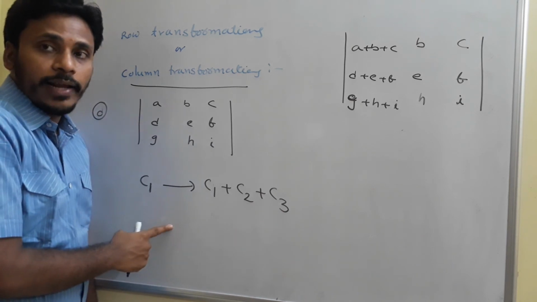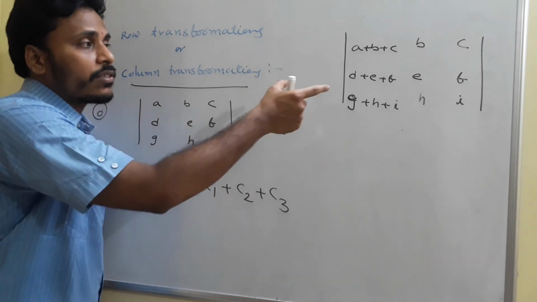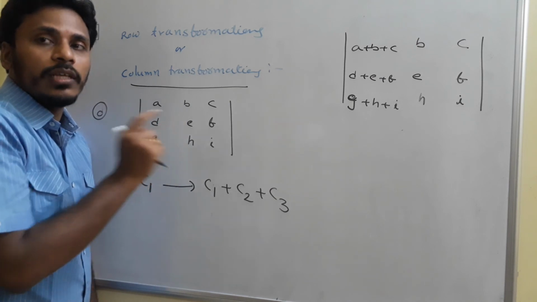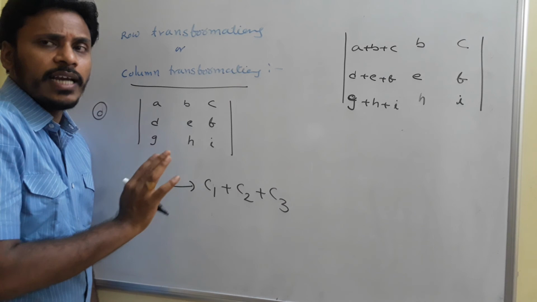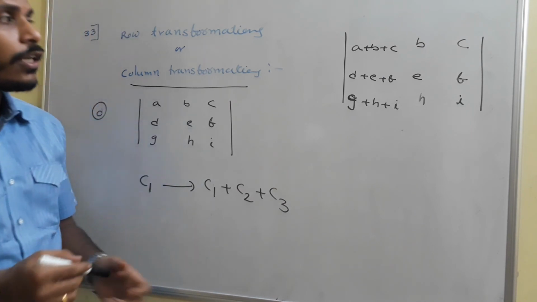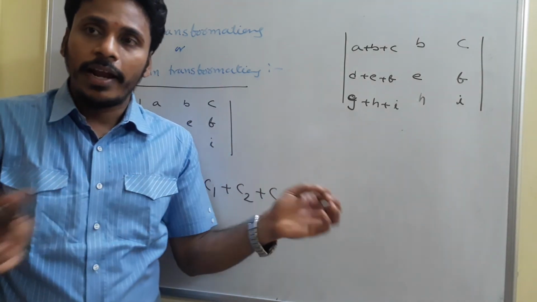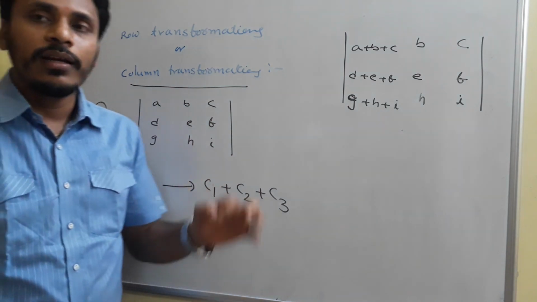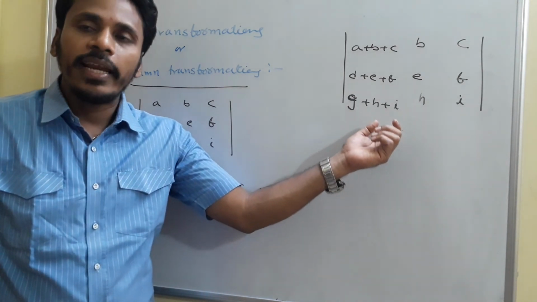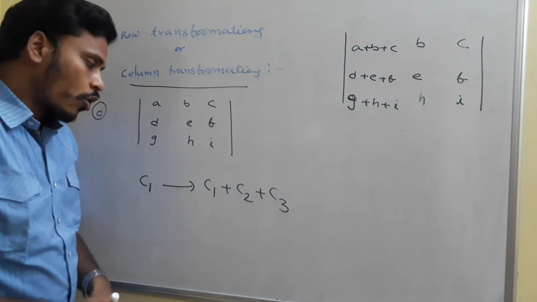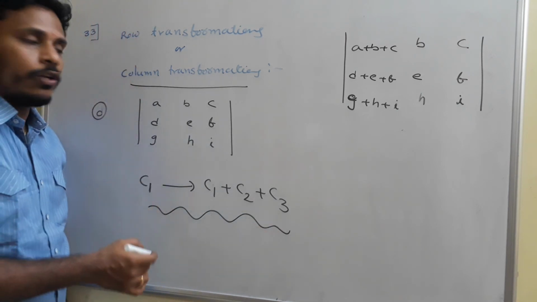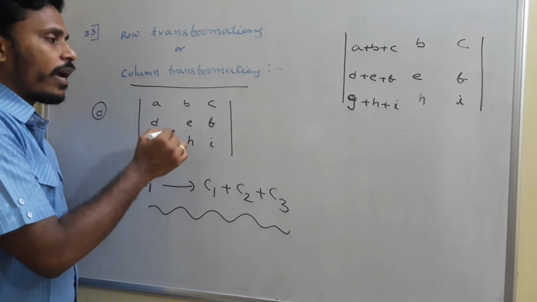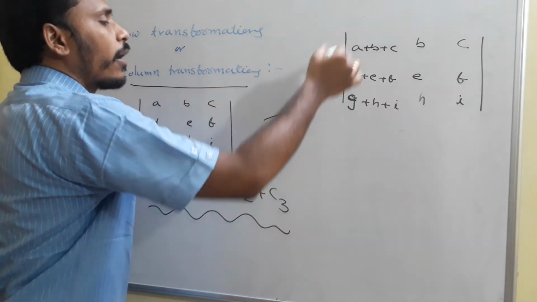By this column transformation, the newly formed matrix is this. Now you need to think about what to say about the determinant values of these two. It is very clear that if you split this determinant into three other determinants as we discussed earlier, this determinant value is directly equal to the same determinant. So again this column transformation won't affect the determinant value, and that's why this determinant value is equal to that determinant value.